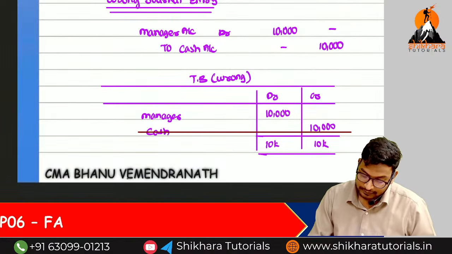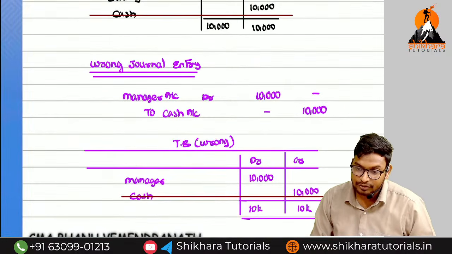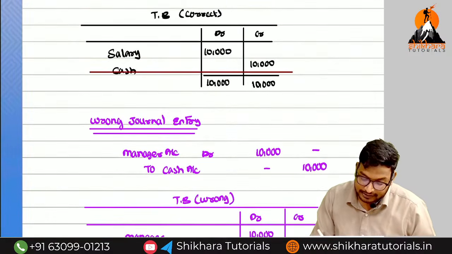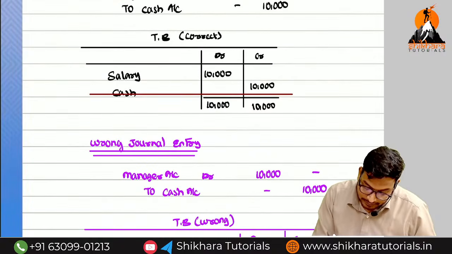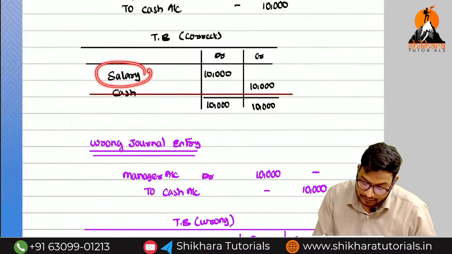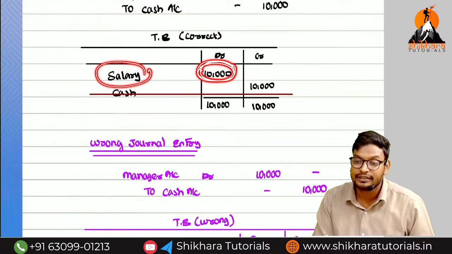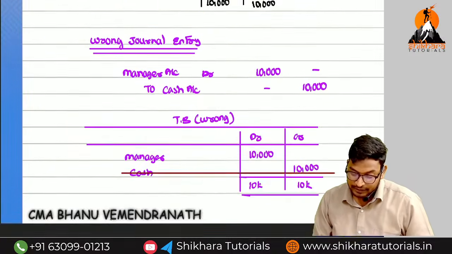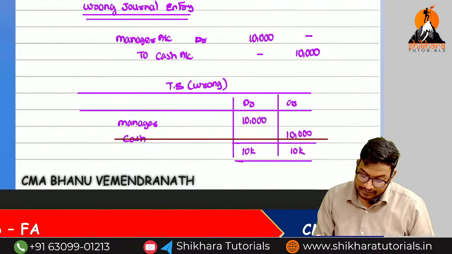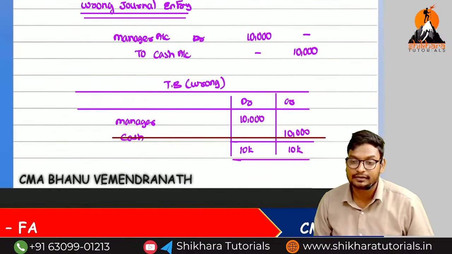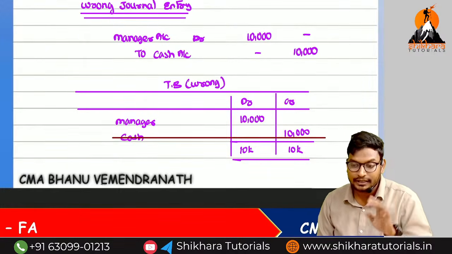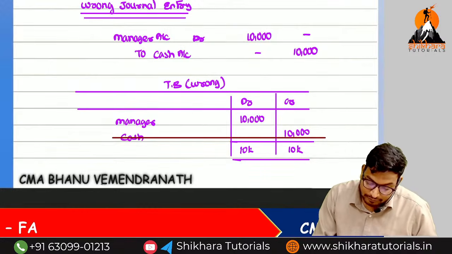And next, manager should be there or should not be there? Should not be there. Why? See the correct one. What should be there? Here salary. On which side should it be? Debit side. Should be there means which side do we need to record? Debit side only. But here, in the place of salary, who is there? Here manager. So manager should be there or should not be there? Should not be there. For that reason, what do we need to do?